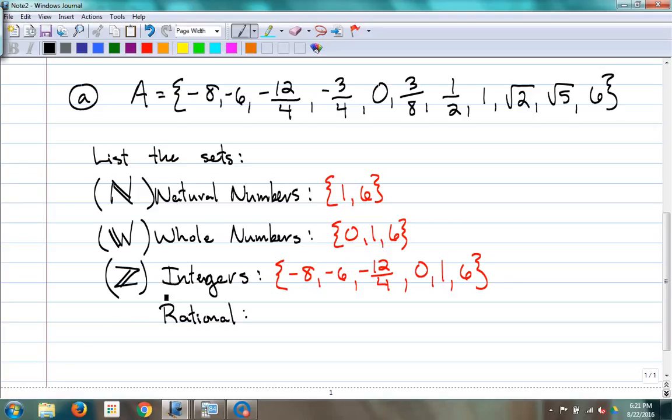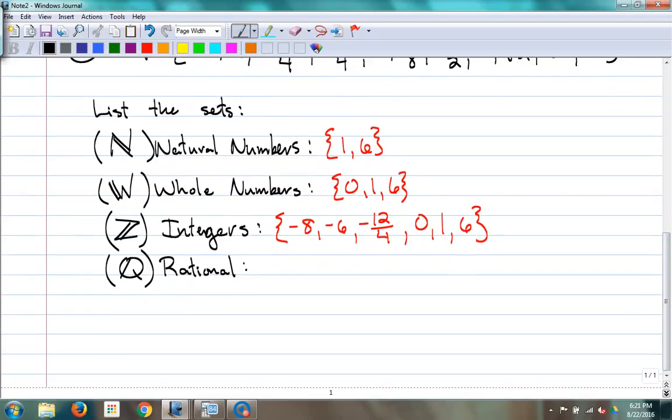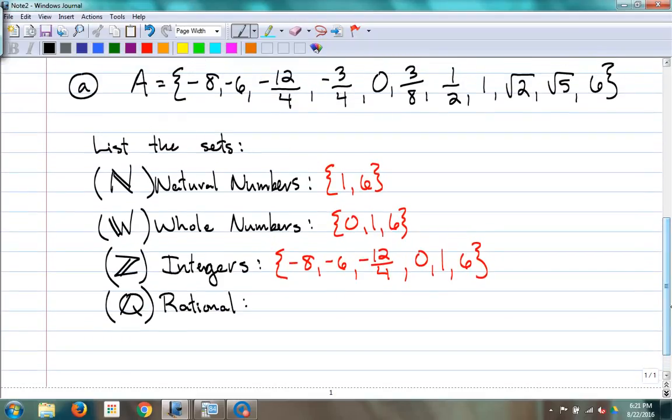Okay, the rational numbers, and this is really going to blow your mind. It's not an R, it's a Q with a little slash through it there. It means rational. And so if we're looking at that set, we want to know the rational numbers. Okay, so that means we're going to have all those plus what?